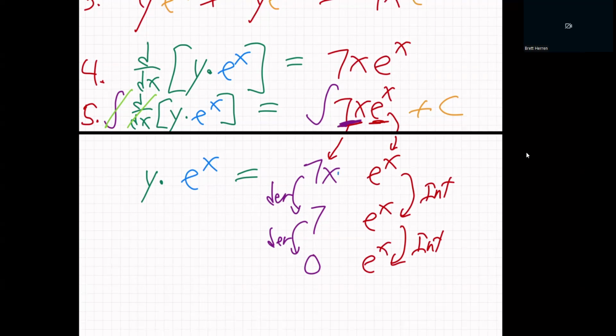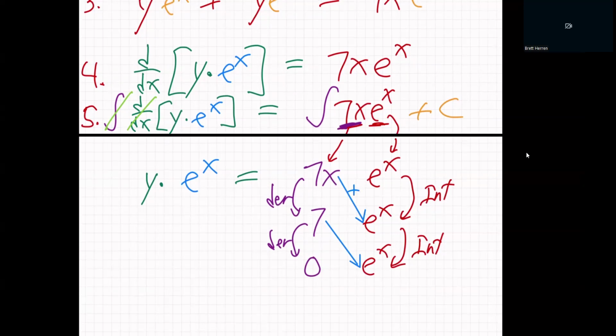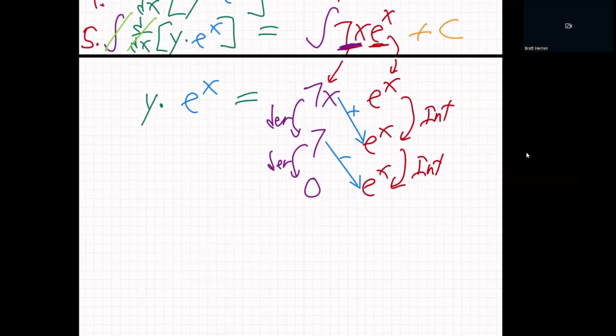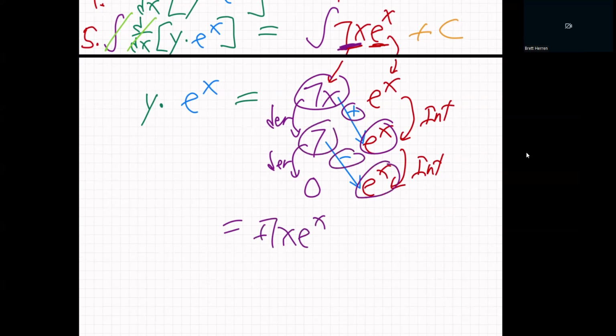Now connect these like that and like that, with the diagonal lines going down. On the first one, plus, and on the second one, minus. We just keep going back and forth, plus, minus, plus, minus. That's going to be your integral. It's going to be 7x times e to the x, and that's positive. And the next one's 7 times e to the x, and that's negative: negative 7 e to the x. That's your by parts integral. Don't forget the plus c.